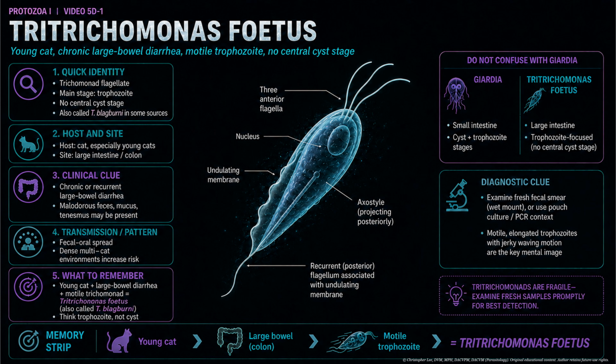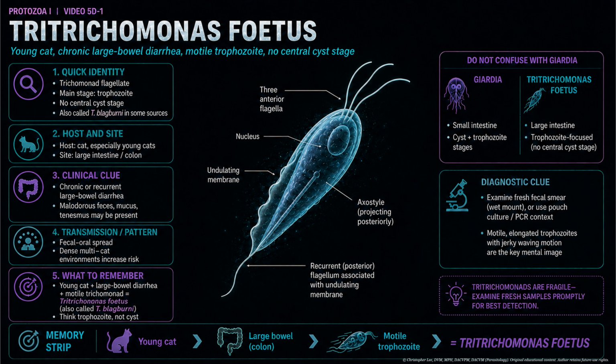The organism lives in the large intestine colon, not the small intestine. It is also trophozoite-focused without Giardia's central environmental cyst stage. On a fresh fecal wet mount, the trophozoites are elongated and motile, often with jerky, wavy movement created by the flagella and undulating membrane. Because these organisms are fragile, fresh samples should be examined promptly. Culture systems and PCR provide additional diagnostic context.